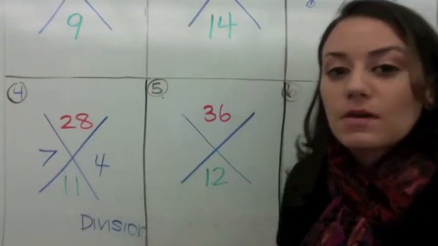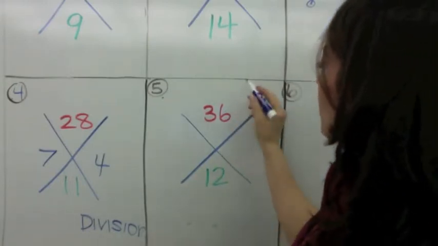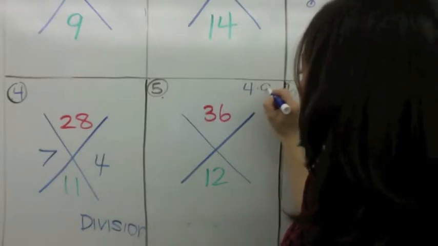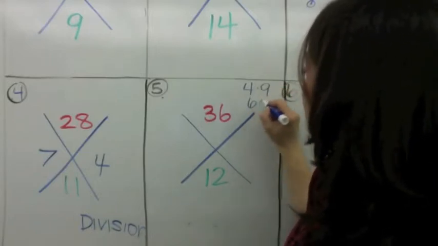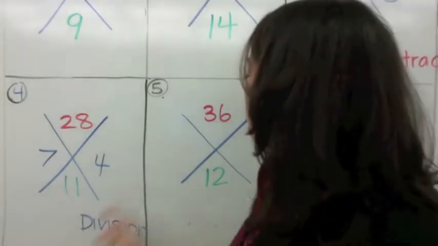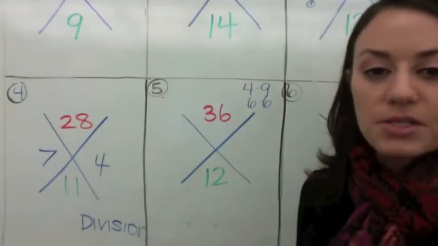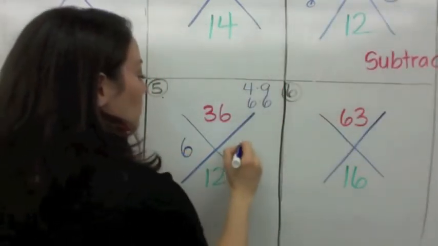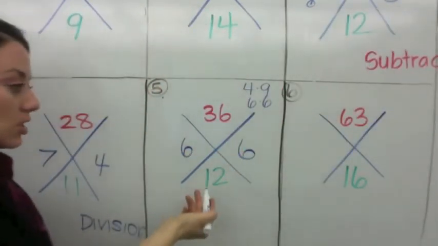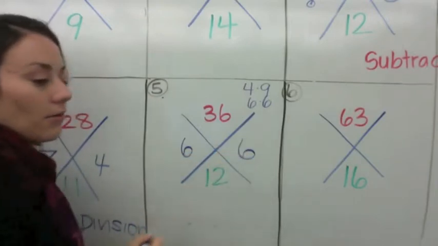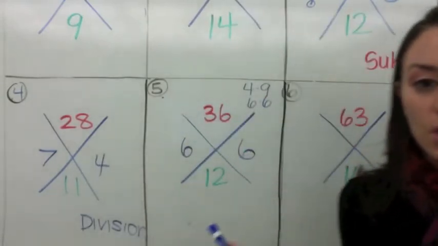Now, when you think about 36, you have a few options. 36 could be 4 times 9, or it could be 6 times 6. So which one's going to work, guys? 4 times 9 or 6 times 6? Yes, 6 times 6, because 6 plus 6 is 12. You say 6, 7, 8, 9, 10, 11, 12. So there you go.